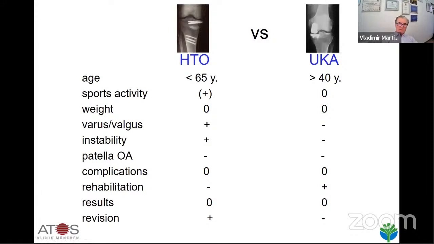A summary, in the comparison between high tibial osteotomy and unicondylar, high tibial osteotomy can be performed in patients younger than 65, unicondylar older than 40. I see advantage for patients regarding sports activity for high tibial osteotomy. Body weight is the same problem or the same feature for both. With high tibial osteotomy, we can make correction of the axis, varus valgus. We can treat unstable knee joints also, which we don't after unicondylar.